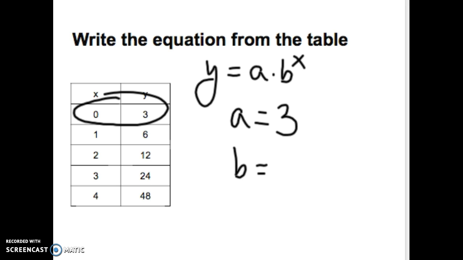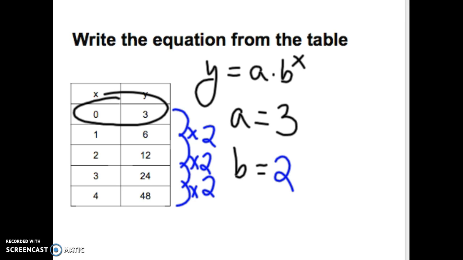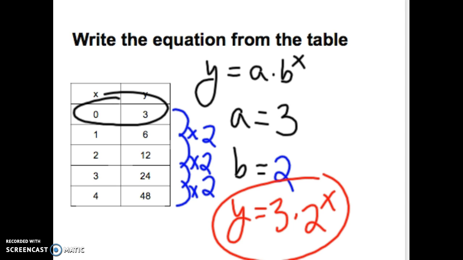For the b value, we're taking a look and saying, what are we multiplying by each value in the y's? So to get from 3 to 6, and 6 to 12, and 12 to 24, we're simply multiplying by 2 each time, telling me that my b is 2. Finally, we input our a and b into the equation to come up with y equals 3 times 2 to the x power as our final answer.